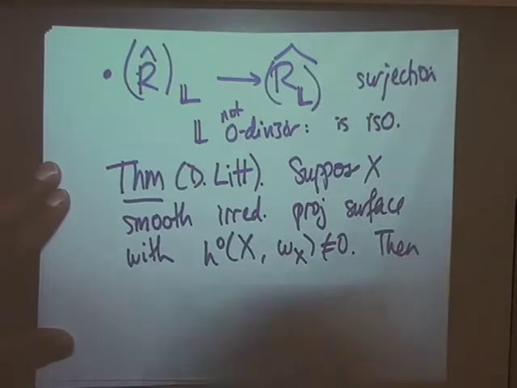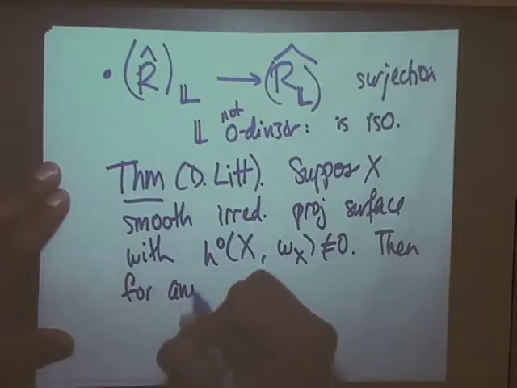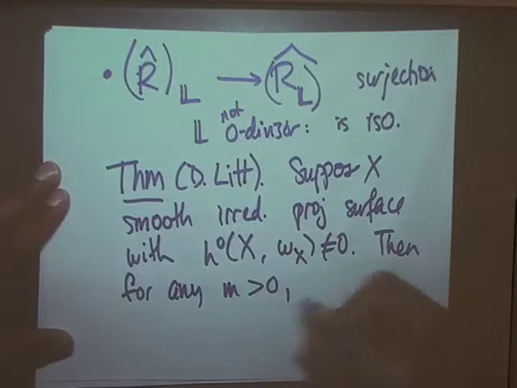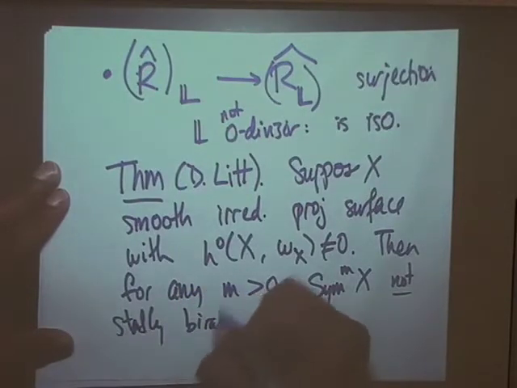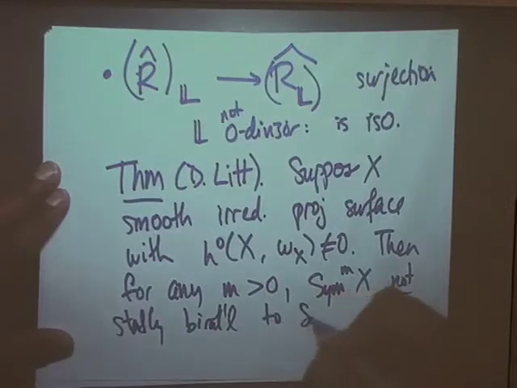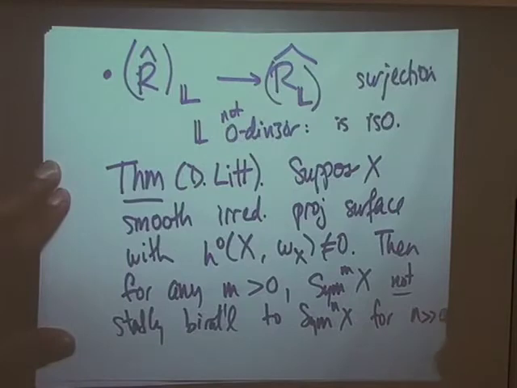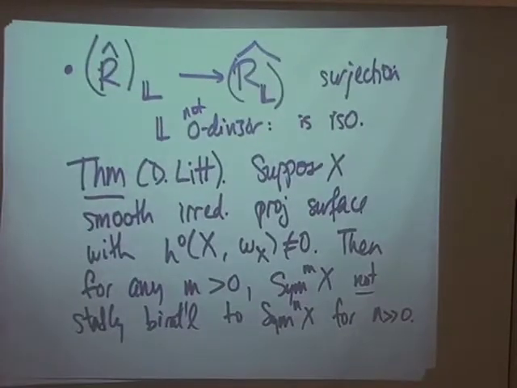Then for any m, Sym^m of X is not stably birational to Sym^n of X once you go far enough out. And for the different m's, you have to go farther and farther. So just to make this clearer, what this means is that every stable birational class can only appear finitely often. So you're going to get infinitely many stable birational classes turning up.